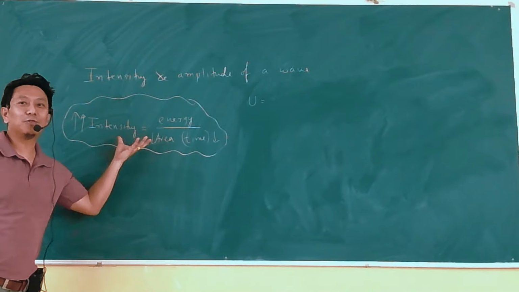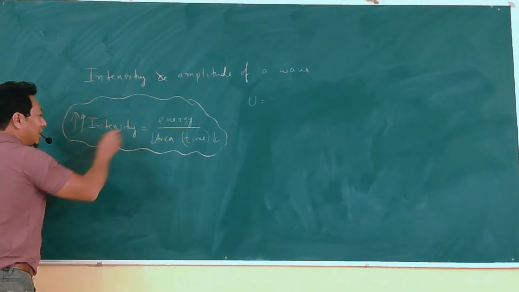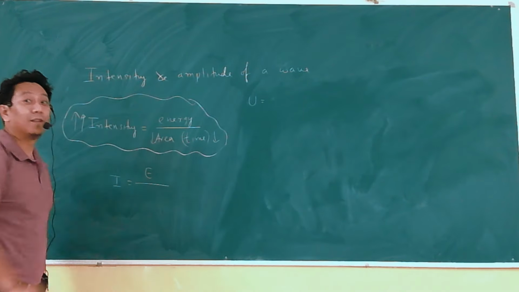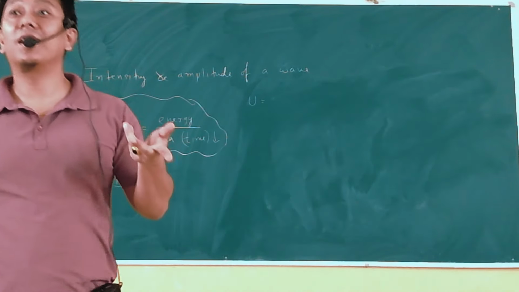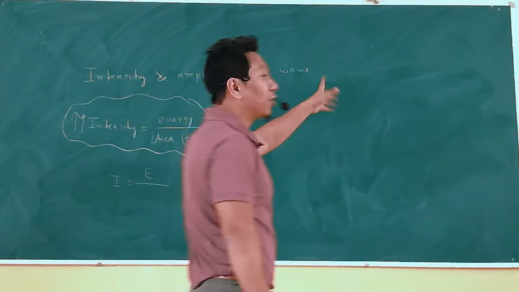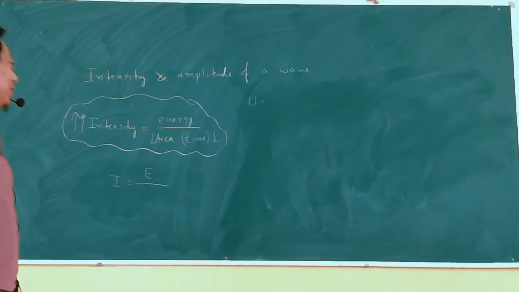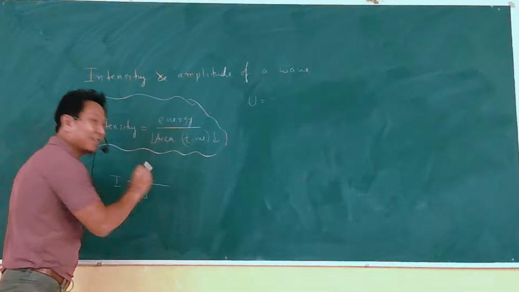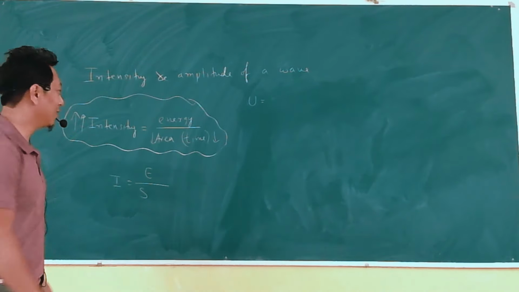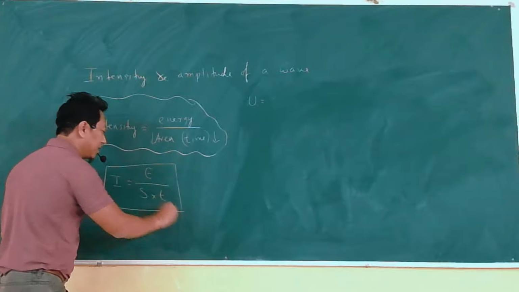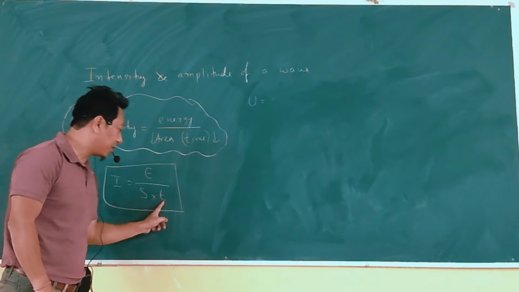So we'll give symbols to these quantities. For intensity I, for energy E, for area, usually what we do is A. But here A we are using for amplitude, so we will use S. Why S? Surface area. Technique we use. Time taken is T. So this is intensity: energy per unit area per unit time.